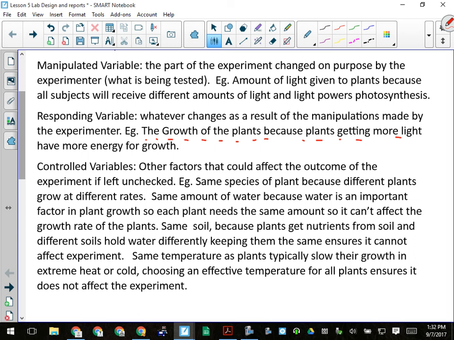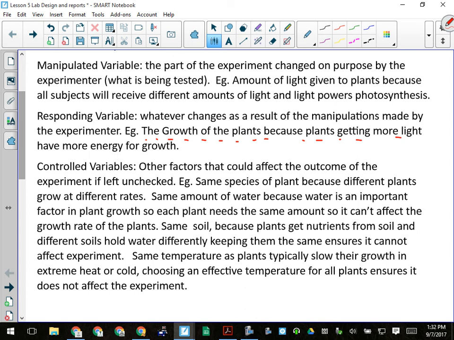It's hardly fair to plant the different plants in, one in this potting soil I bought at the garden center, one in a pile of rocks, and another in a bunch of sand I dug out of my kid's sandbox. Hardly, again, a controlled experiment. Now I don't know whether it was the dirt they were in or whether it was a different amount of light. So they all need to grow in the same soil. Each pot has to have the same kind of soil in it. We would list that because plants get nutrients from soil and different soils hold water differently. Keeping them the same ensures that it cannot affect the experiment.